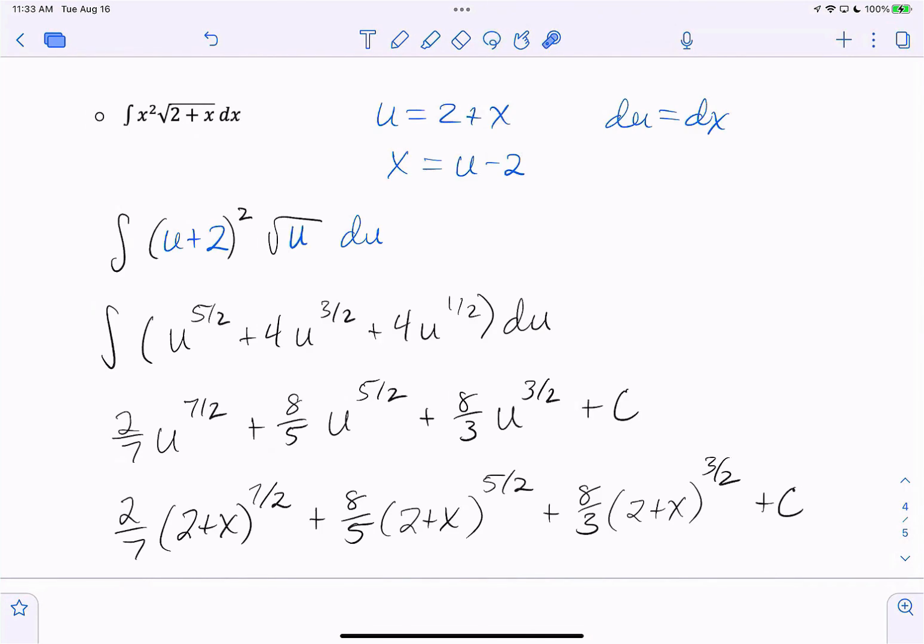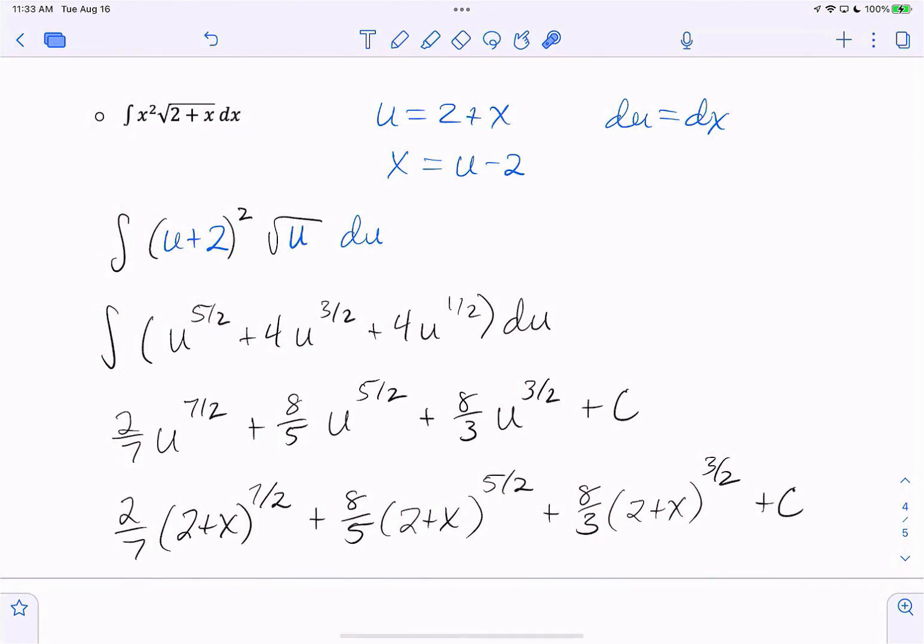With the substitution u equals 2 plus x, I solve for x and I get x equals u minus 2, and du is equal to dx. X squared is then u minus 2, the quantity squared. The square root of 2 plus x becomes the square root of u, and dx becomes du.